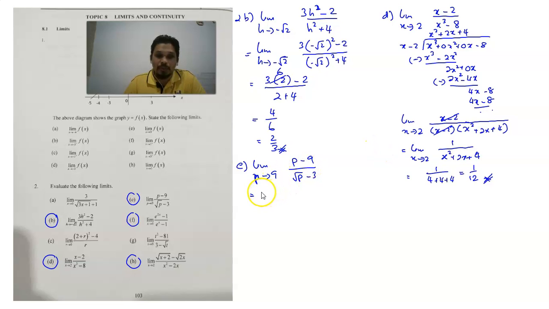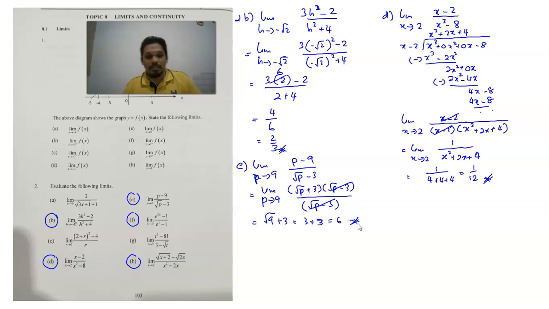So we are going to factorize this p minus 9, with a limit of p approaching 9, and factorize this. It will give you (square root of p plus 3) times (square root of p minus 3), divided by (square root of p minus 3). So divide by itself, then p equals 9, the square root of 9 plus 3 equals 3 plus 3, and it equals 6.